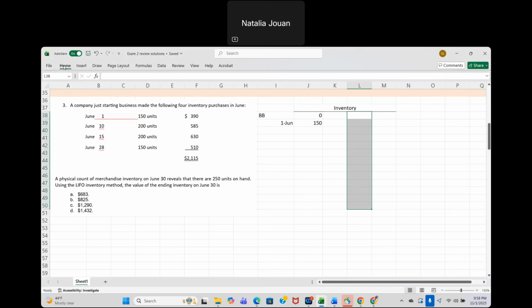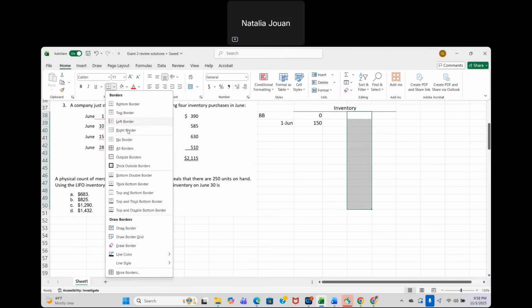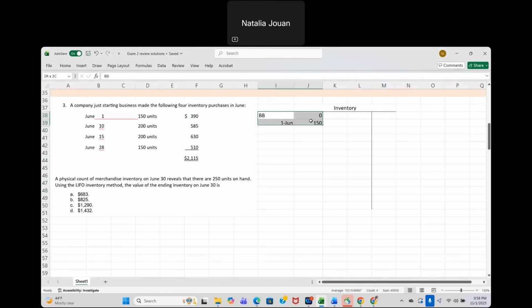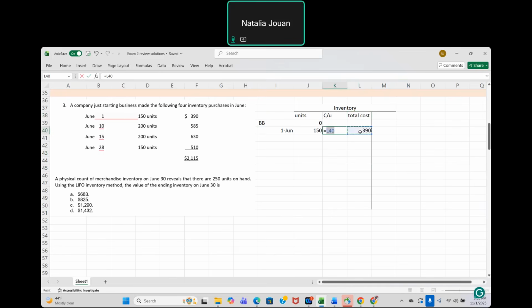So now the T is expanded. So we can say units, cost per unit, okay, and total cost. Let's label it that way. So units, the total cost is 390. So if we wanted to know the cost per unit, cost divided by units, right? Remember, the name tells you what to do. Cost over units, cost over units. And that will tell us what the cost per unit is, okay?